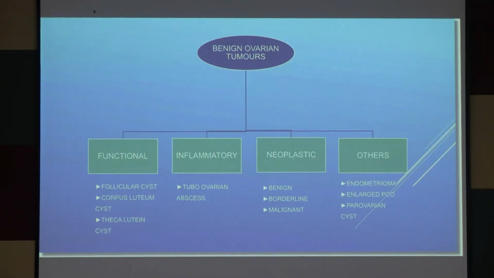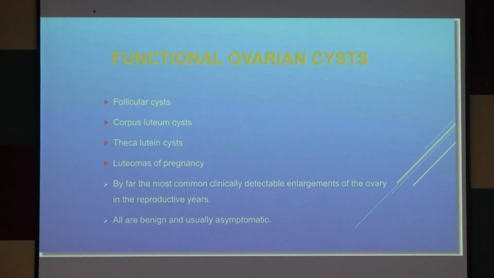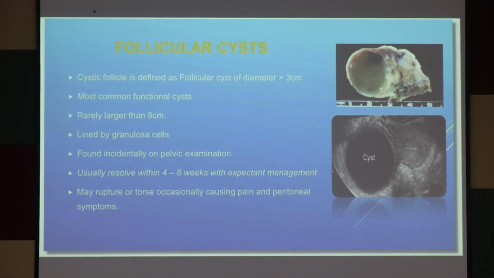This is the classification of benign ovarian tumors. We're going to talk about all of these, including the functional cysts, the inflammatory ones, benign neoplastic ones, and endometriomas. The first are the functional cysts. This is the most important functional cyst.